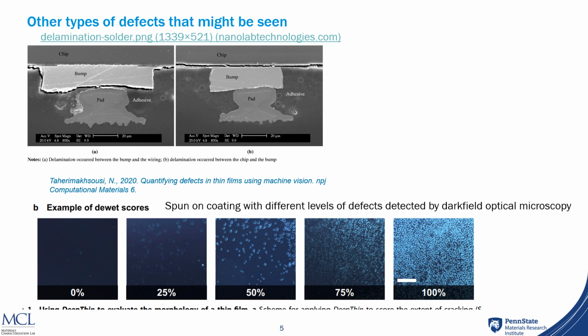Looking at this other scan down here, someone has put down spin coating, and depending on what the loading of the material is, they're seeing different levels of delamination as they go through the material. And you can see they're actually seeing this through dark field optical microscopy.